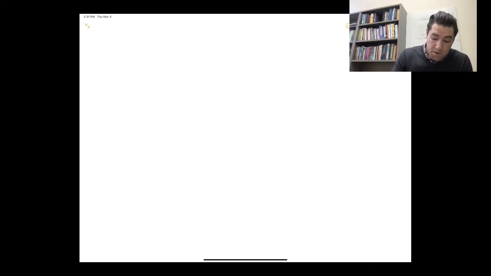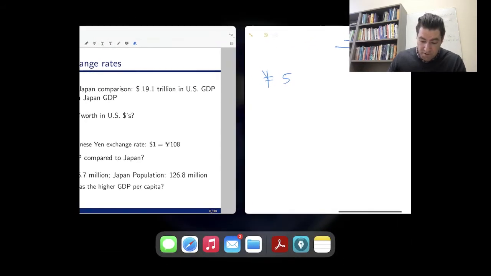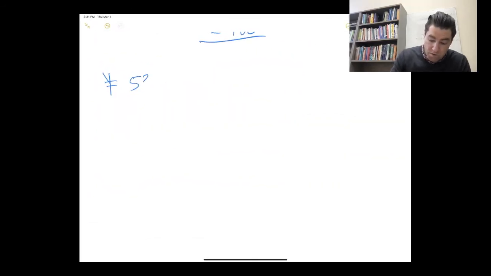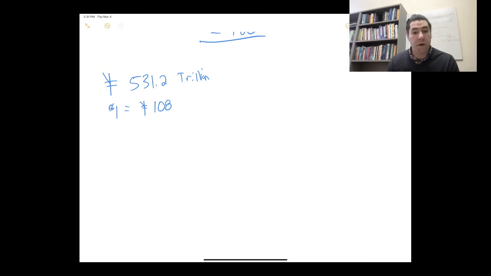So what do I know? I know that, and I forgot already how much it was exactly, it is 531.2 trillion Japanese yen. I also know that 1 US dollar is equal to 108 Japanese yen. So think about what I want to do. I want to convert this into US dollars.